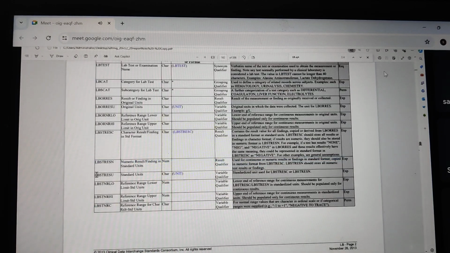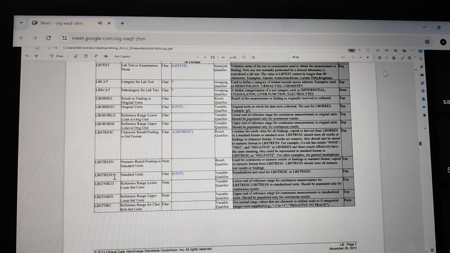LBSTRESU is the standard units. Next, LBSTNRLO and LBSTNRHI. These are the low and high normal range indicators for the standard results. For example, a test originally captured in certain units has its low and high within those units, but the high and low of the standard results might be different.